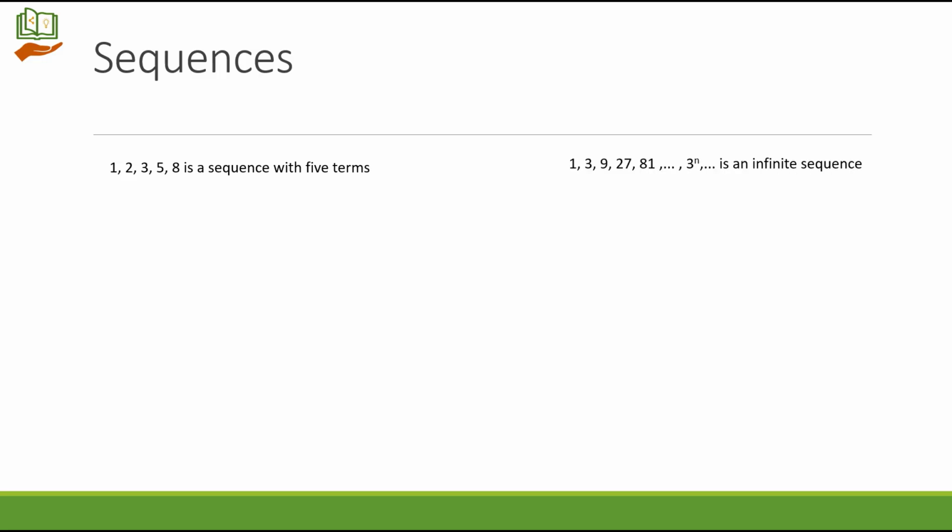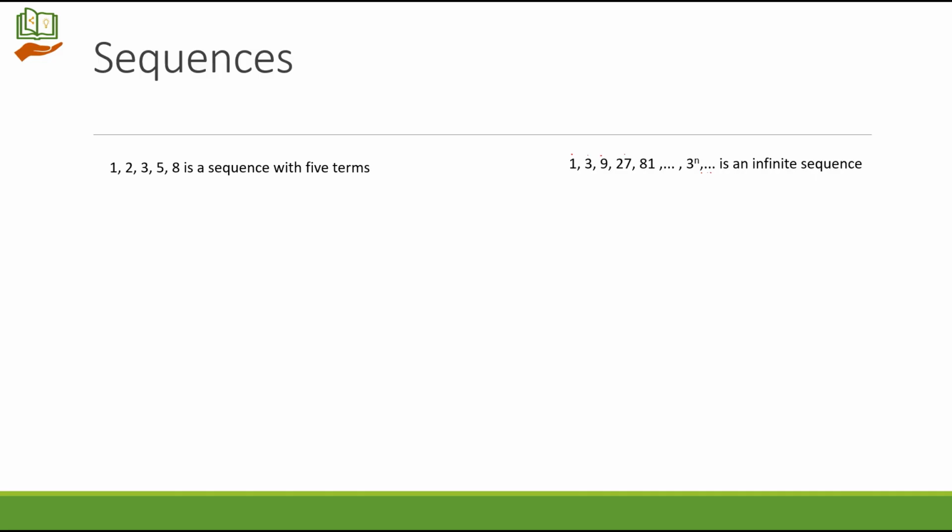Similarly, we'll see another sequence: 1, 3, 9, 27, 81, it goes on, and you have something called 3 power n. So whenever you substitute a value for n, you get this sequence. When n is equal to 0, you have 3 power 0 which is equal to 1. When n is equal to 1, it is 3 power 1. When n is equal to 2, it is 3 power 2. When n is equal to 3, it is 3 power 3. And here you can find this goes on.